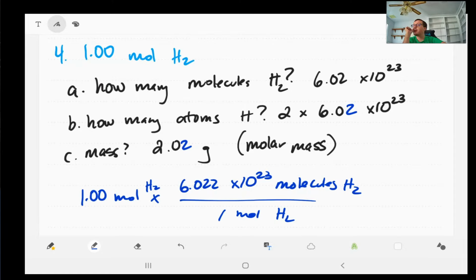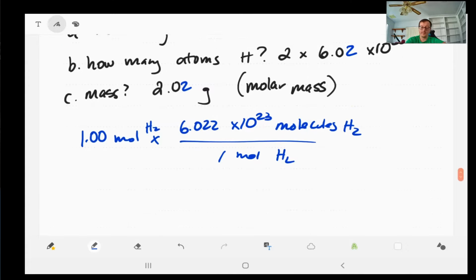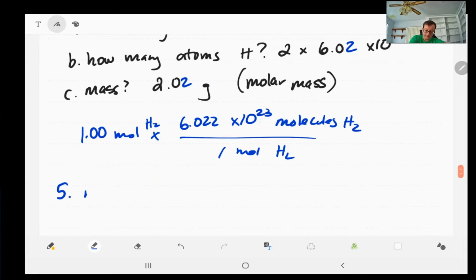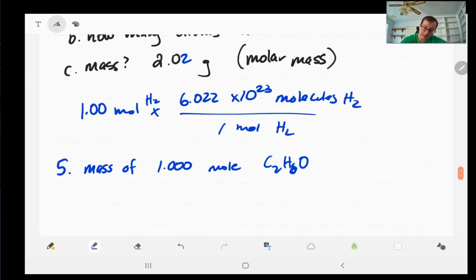Ethanol is the molecular formula. What's the mass of 1 mole? What's the average mass of 1 molecule? Okay, got it. So the mass of 1 mole of ethanol, we'd already calculated our molar mass earlier. So therefore the mass of 1 mole would be 46.06 grams.